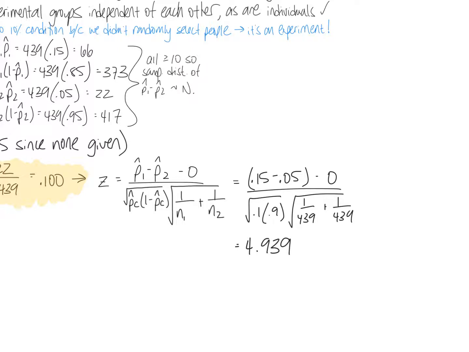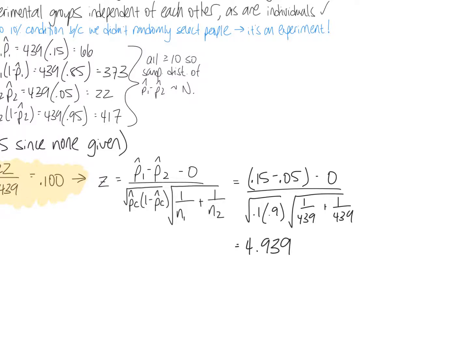So here's what all those numbers plugged in look like. The p1 hat minus the p2 hat is here. Remember, the p1 and p2 that I was given in the problem were 0.15 and 0.05. And then I'm subtracting my 0. I'm using the pooled proportion here, 0.1 times 0.9, and then both of my sample sizes in both groups are 439. So be careful typing that into the calculator. A lot of times that's the hardest part. But that gives us a number of 4.939. And remember what that number represents.